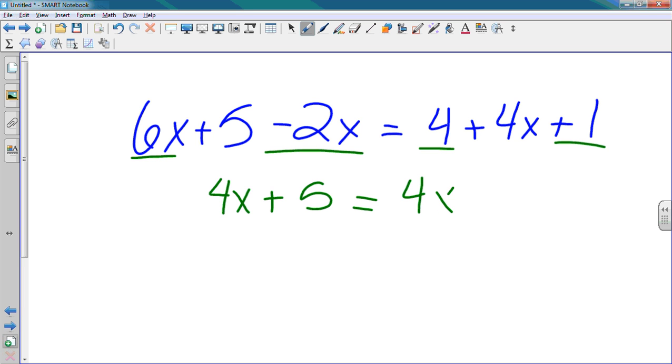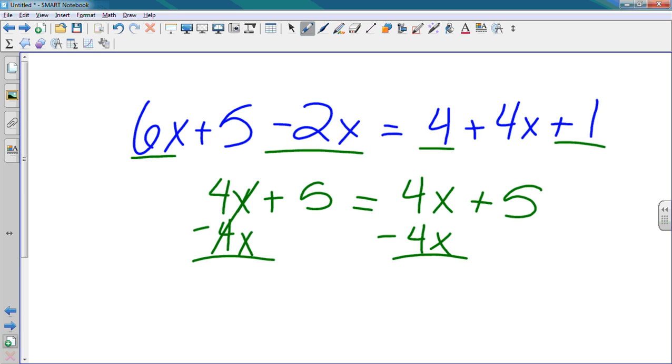So I have 4x plus 5 equals 5. Now I'm going to subtract 4x from both sides to combine my variables. 4x minus 4x on both sides cancels out. What am I left with? 5 equals 5. True? Always. Always true.